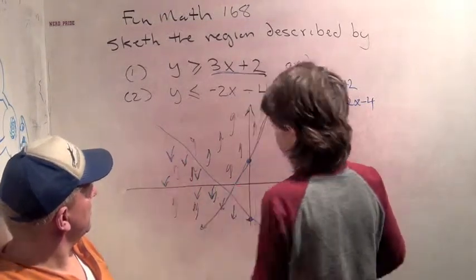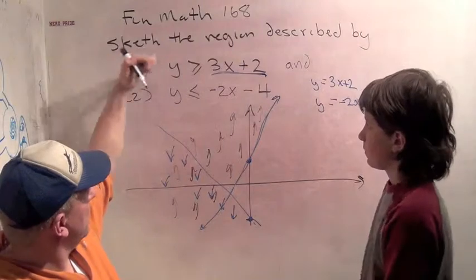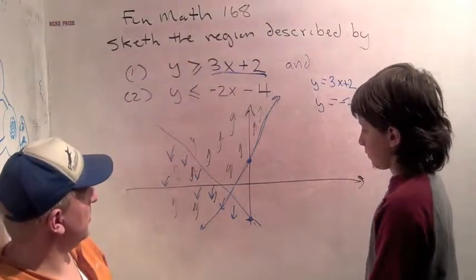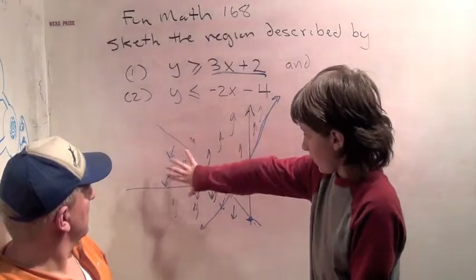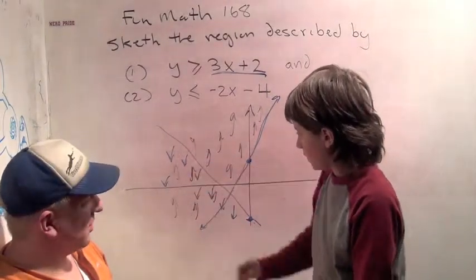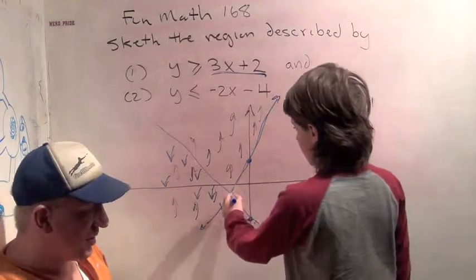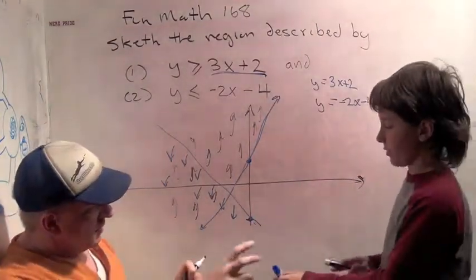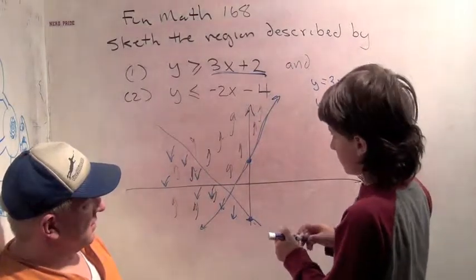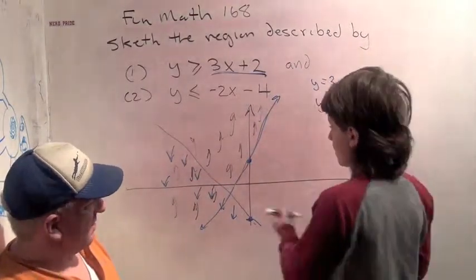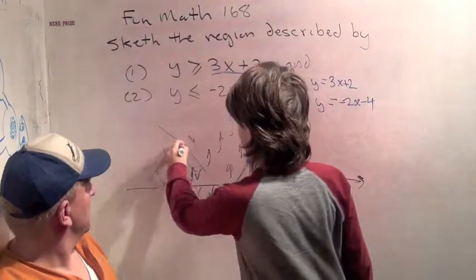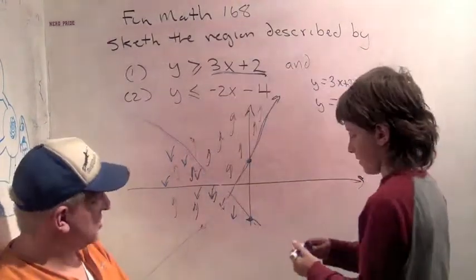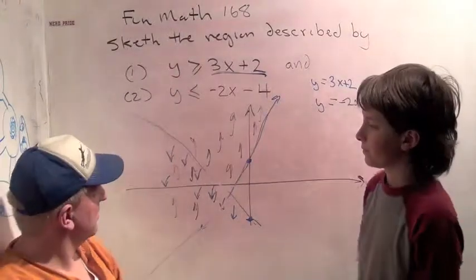Okay, now what is the region described by both of these? Y is greater than 3x plus 2 and y is less than minus 2x minus 4. What region is that? Where the arrows overlap. Okay, so why don't you draw the boundary of that region with a different color. I think there's a purple. I think this works. Okay, even if it doesn't, it's okay. Go ahead. So the boundary is this line, that line, and that line. Awesome. Good job, sweetie. That's the geometry for these problems.